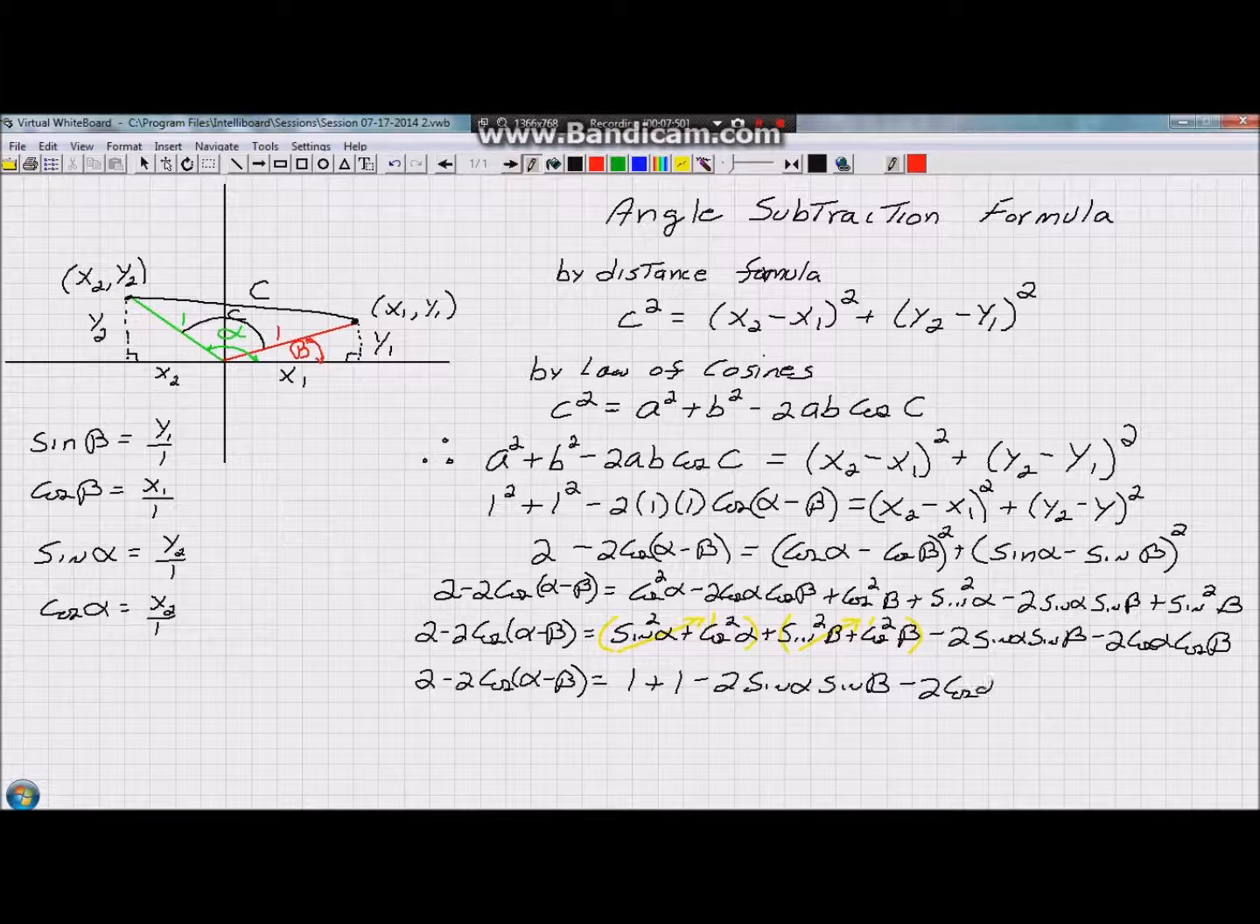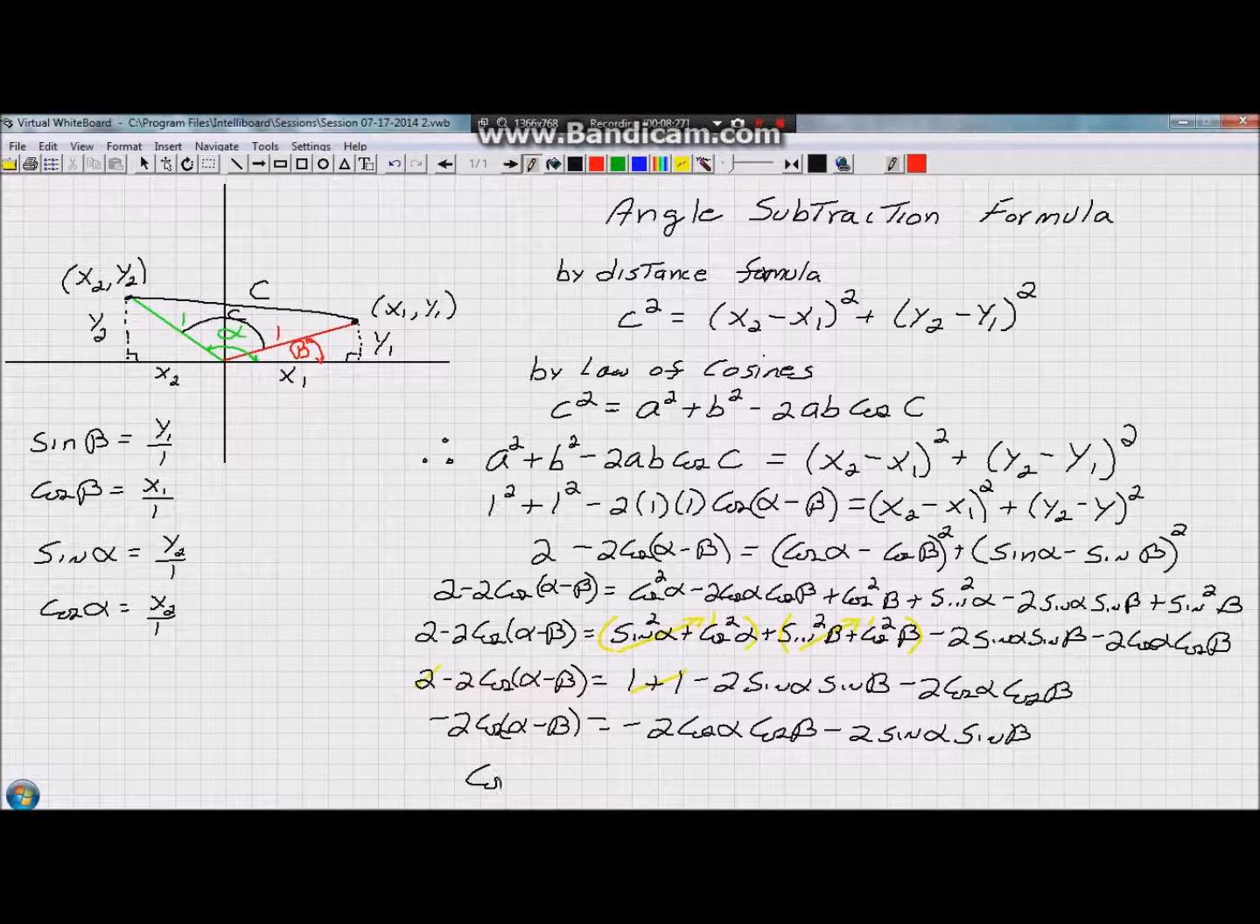I can then take the 2 on the left-hand side of the equation and the 1 plus 1, or 2, on the right-hand side of the equation, and subtract them from each other, getting negative 2 cosine alpha minus beta equals, rearranging terms, negative 2 cosine alpha cosine beta minus 2 sine alpha sine beta. I divide everything by negative 2, and I get my angle subtraction formula for trigonometry.